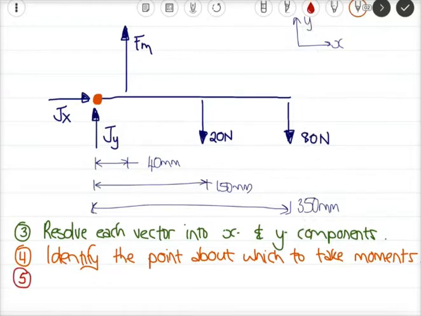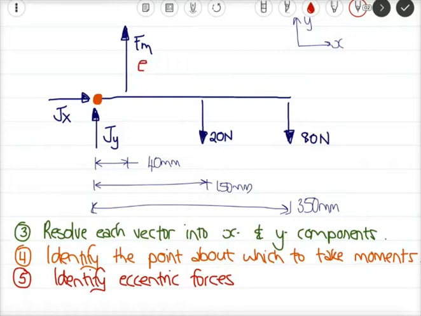Next is to identify eccentric forces. So I've sort of given you the answer here, but that's okay. So remember, eccentric forces, their line of action will never pass through the axis of rotation or the point about which you're taking your moments. So Fm is an eccentric force, as is the weight of the arm, as well as the weight of the ball, because no matter how far we extend their lines of action, it's never going to pass through the orange dot that I've drawn. Okay.